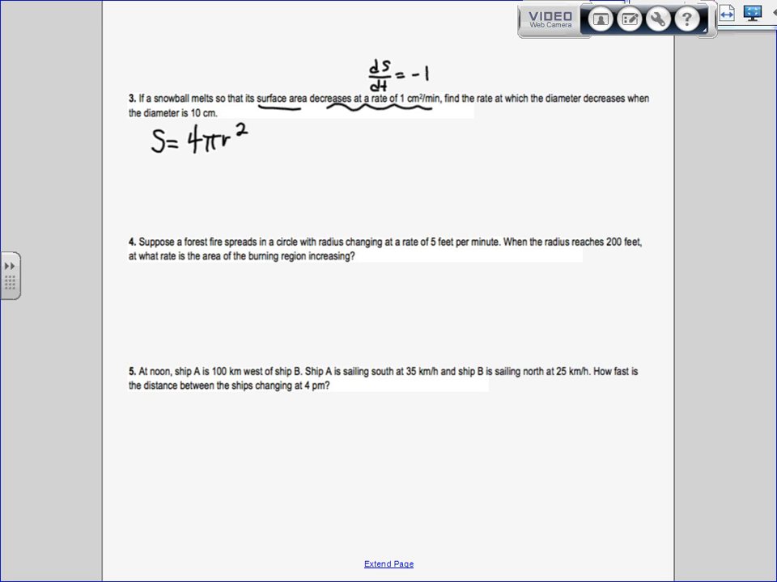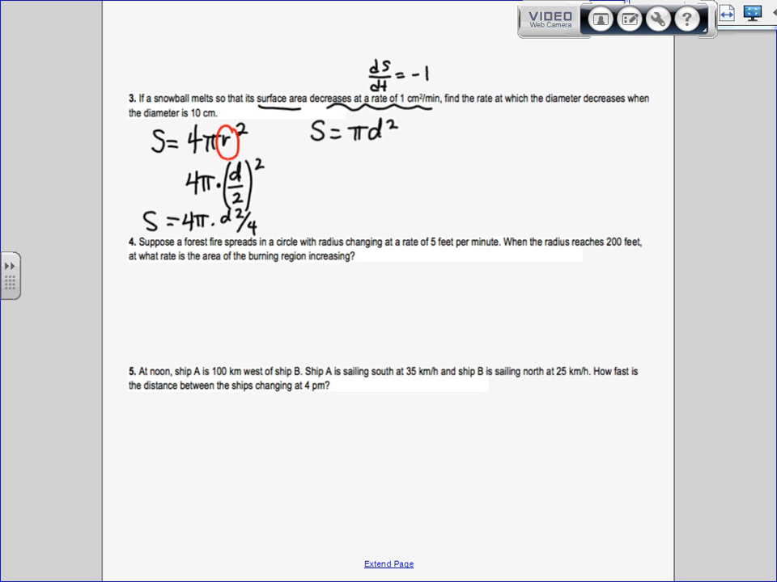Okay, can you get it to involve diameter? Yeah. We know what the radius is, right? The radius is really just the diameter divided by 2, so I'm going to replace it. So I'm going to say 4 pi times the diameter over 2 squared. So I get 4 pi times d squared over 4, which is really pi d squared. That's another way of writing the surface area equation for us here. Pi d squared.